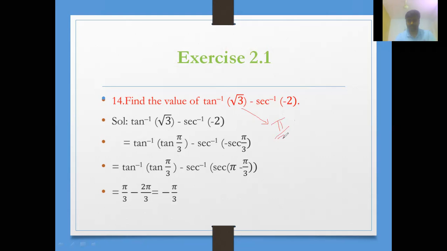Pi by 3. Okay. Now secant inverse of minus 2. What is secant inverse of 2? Secant inverse of 2 means 60. Here minus 60. Okay, but can I take minus 60 for secant inverse? No, there is no negative angle in the secant inverse range. Then what is the range of secant inverse? 0 to pi except pi by 2. You can recall that.